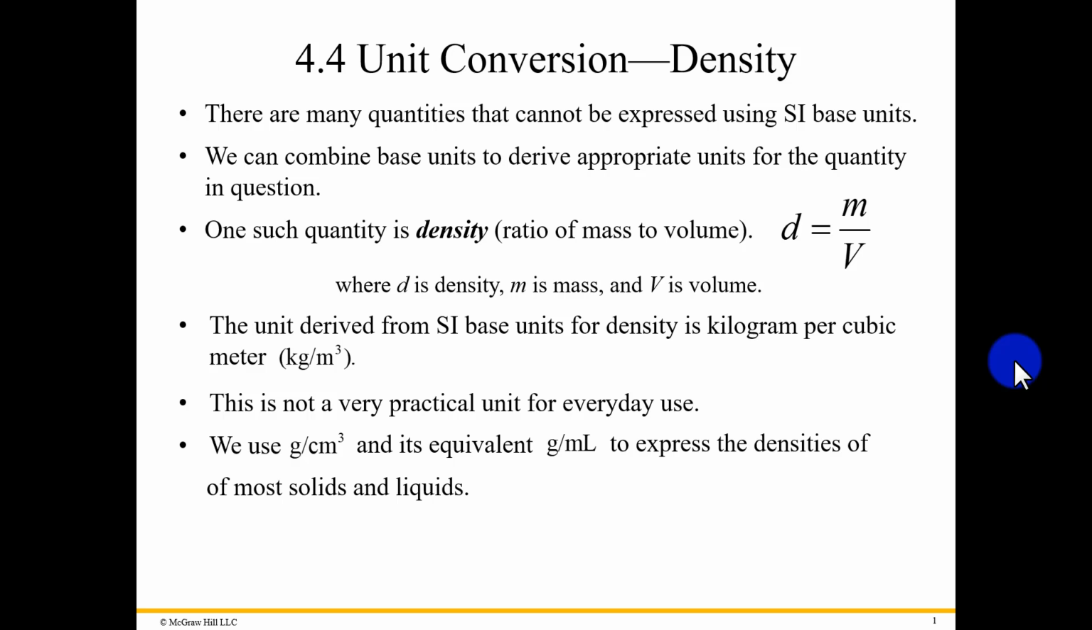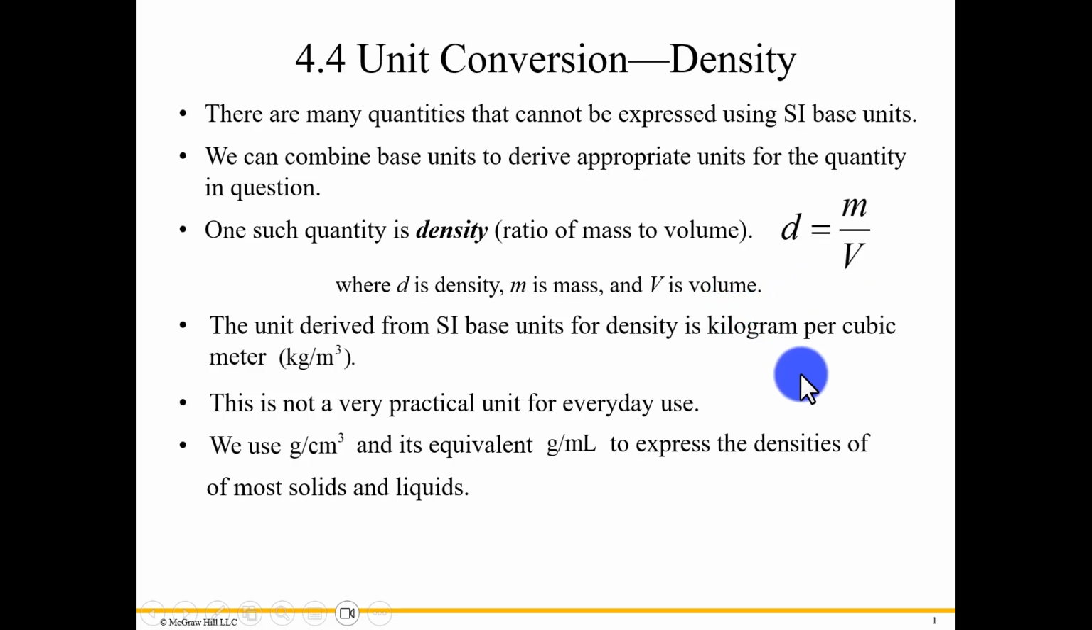So we can combine the base units to derive correct units for whatever quantities that we have. One of these that we're going to talk about is the density. The density is a ratio of the mass of an object to its volume. So little d is density, is equal to the mass of the object divided by its volume. D is density, m is mass, v is volume. The SI base units for the density would be kilogram per, or divided by, cubic meters.